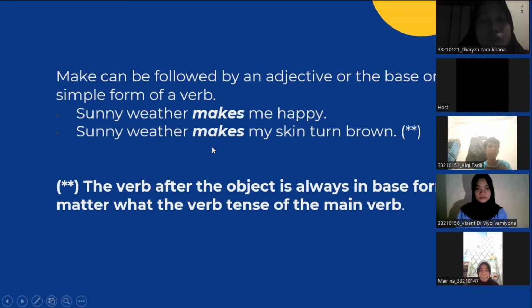Make can be followed by an adjective or the base or simple form of the verb. Sunny weather makes me happy. The example 1 and the example 2 is sunny weather makes my skin turn brown. For notes, the verb after the object is always its base form, no matter what the verb tense of the main verb.